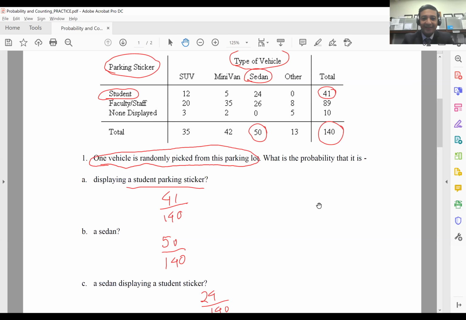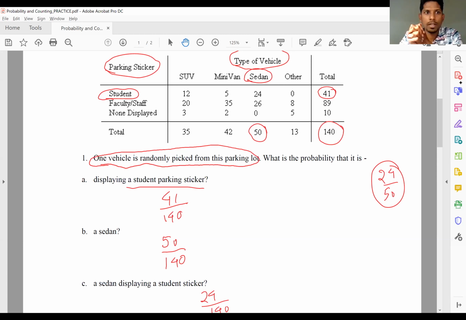24 out of 50, I'll pour the poison back into his veil, okay? So Timothy, if I have to give an answer of 24 out of 50, how would you represent that? How would you explain that? So the probability, are you asking about the probability? Yes, so 24 out of 140 represents the probability of choosing a vehicle randomly from the parking lot, which will be a sedan displaying a student sticker. Okay? 24 out of 50 tells us something. What would that be?